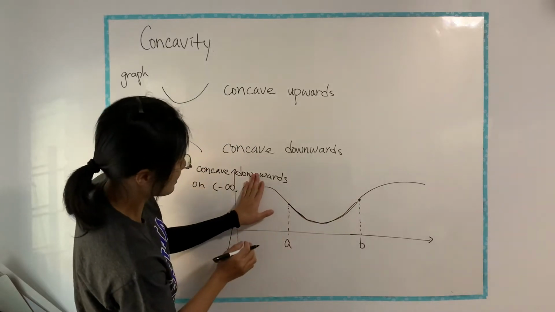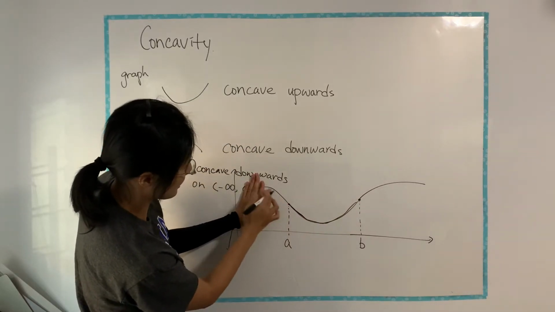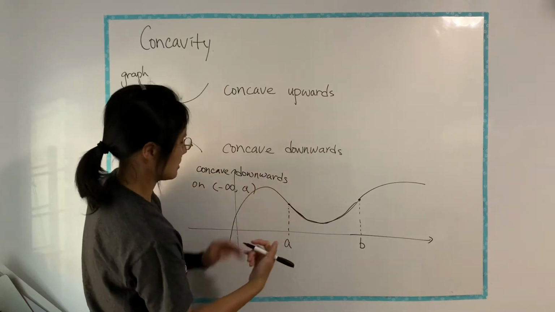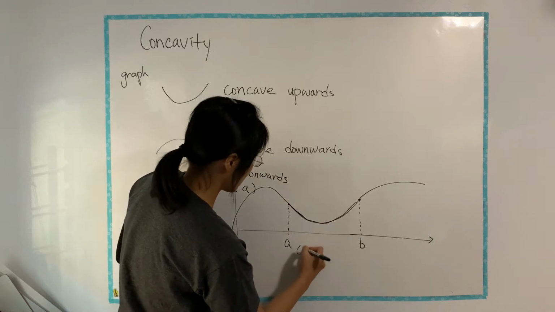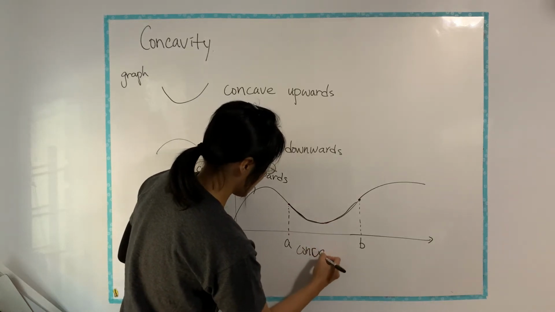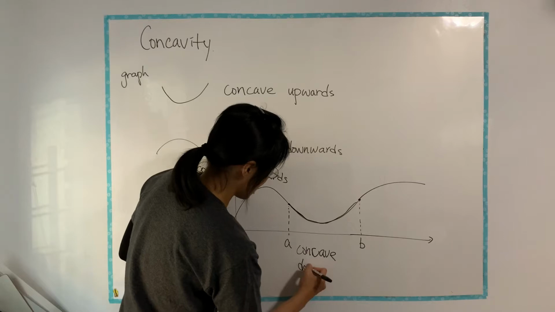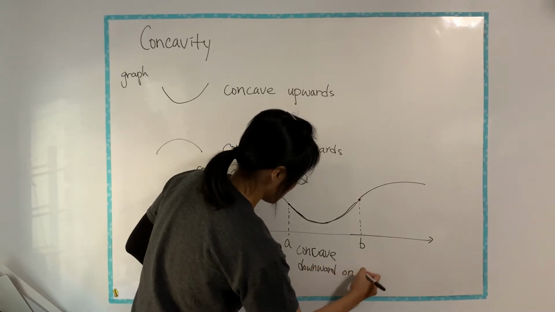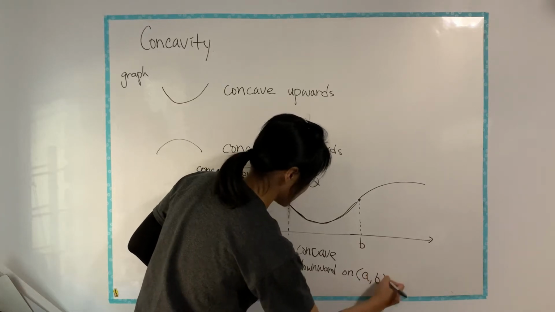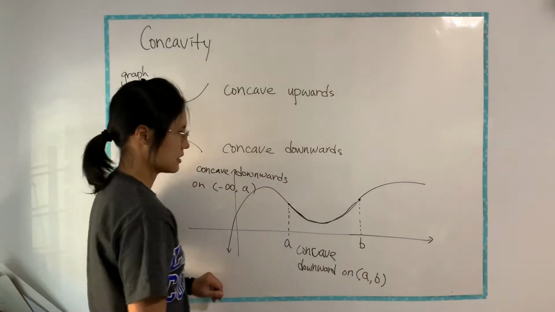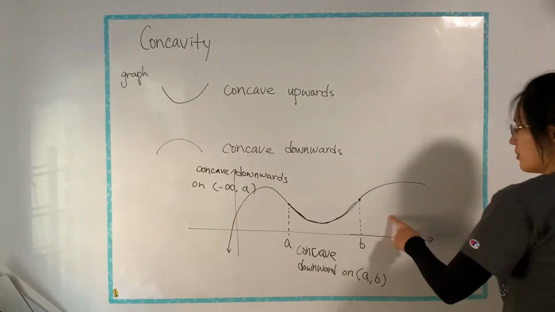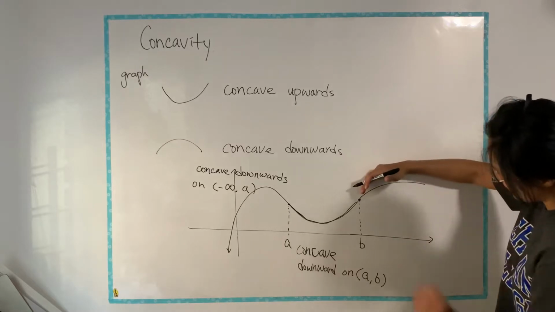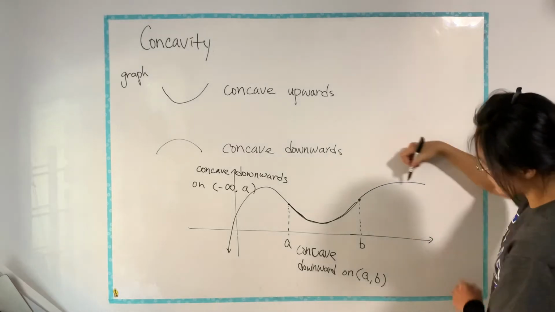Similarly, if you only see part of it like this, this is concave down, because you can see it's opening downward. So here we have the curve concave downward on the interval a b. Then passing the point x equal to b, we see that the curve is opening downward again. You can see the trend.